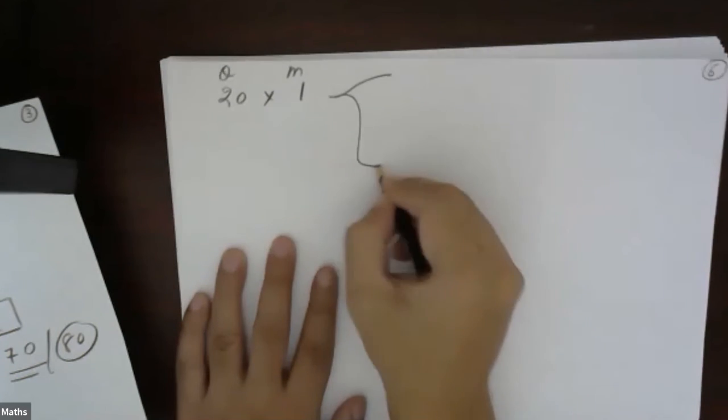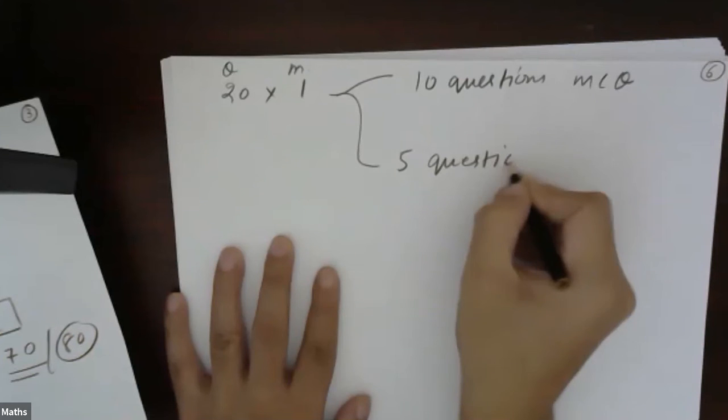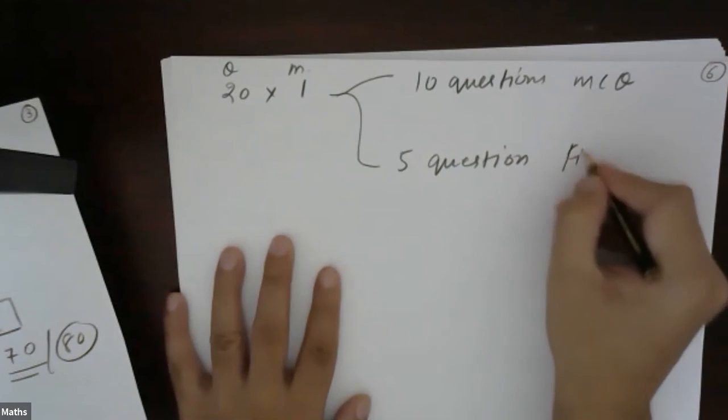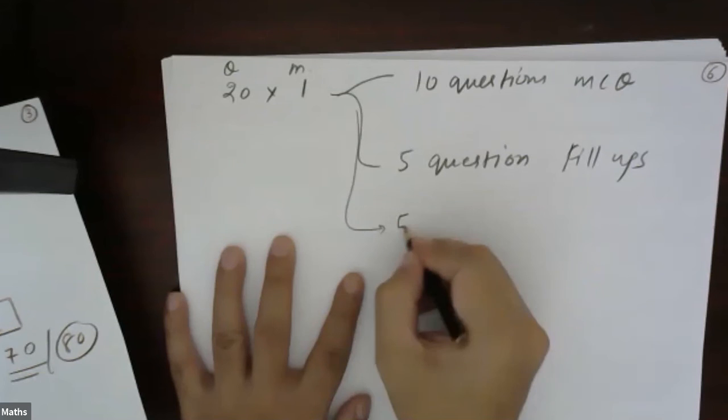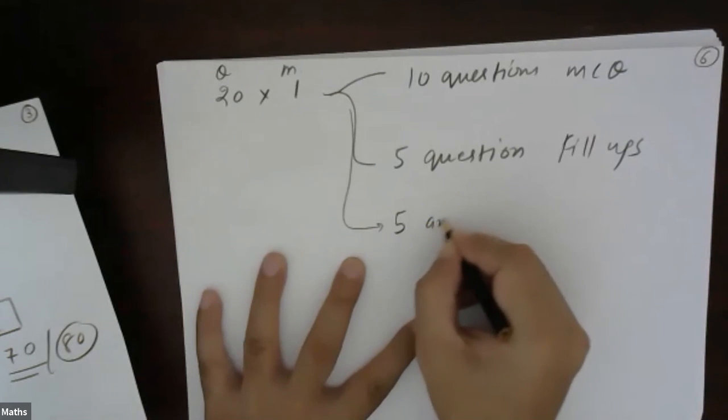But that will be divided as the first 10 questions will be MCQ. Next 5 questions, fill in the blanks. And next 5 questions, answer the following. So this will be like one word answer or something like that, right? Yeah, it will be a very short answer. Okay, answer the following.